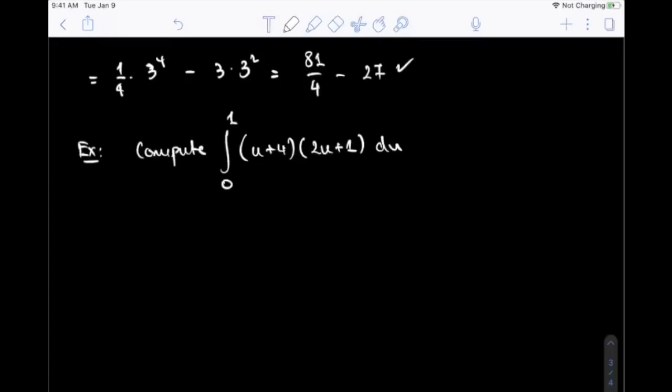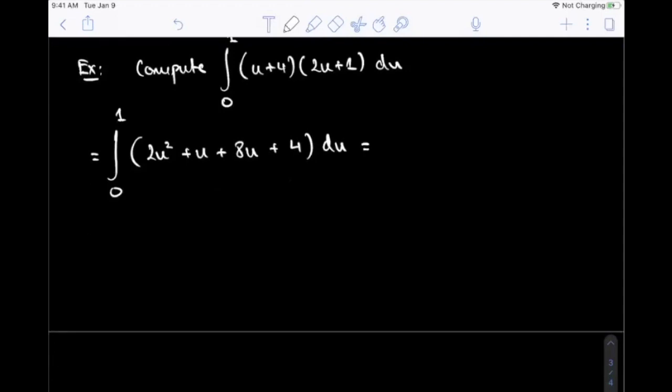So usually when you have these factors multiplied together, expand them. So this is equal to the integral from 0 to 1 of 2u squared plus u plus 8u plus 4 du. This is equal to the integral from 0 to 1 of 2u squared plus 9u plus 4 du. So we expand the factors, and then you combine like terms.